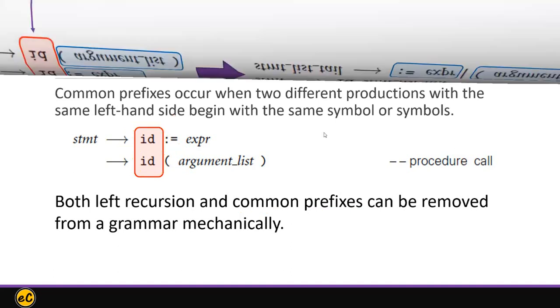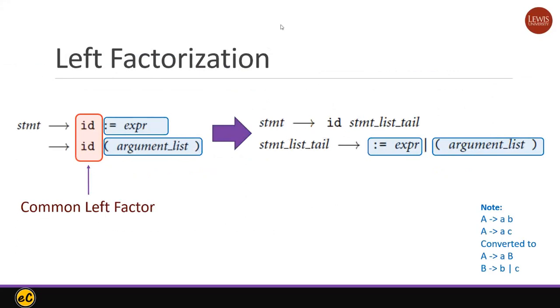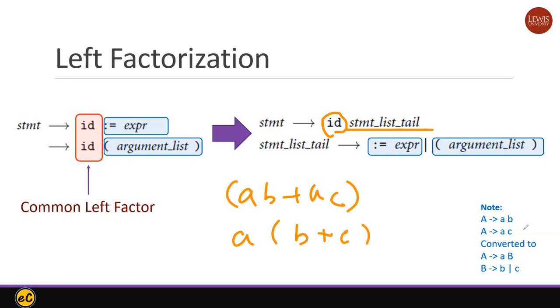To solve it, you create a different rule. So your statement equals ID followed by statement tail. By doing that, you factor out, just like AB plus AC, you take the A out. It's called a common factor. So if A derives AB and A derives AC, then you can do A derives A followed by the non-terminal B, and B can be B or C. Is that okay? This is the common factor, left factorization.